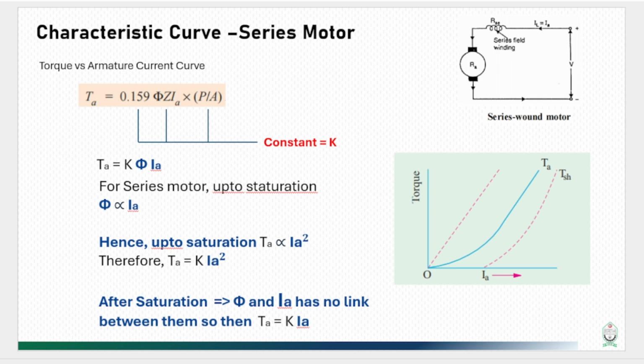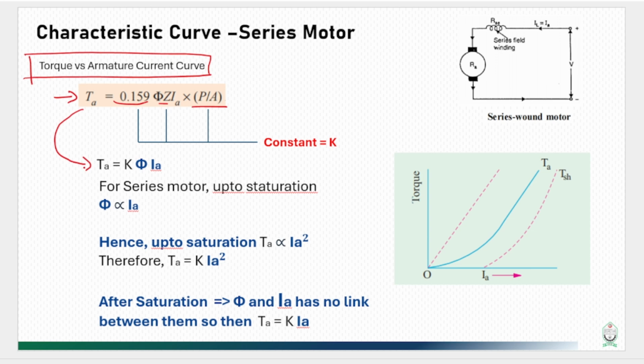Let us begin with the characteristic curves of the series motor. We have seen that there are three characteristic curves of the series motor. We are interested in the torque versus armature current curve initially. We have already learned an equation for armature torque, which is something like this. If we look deeper into this equation, we will find that there are a few constants already available: this is a constant, xz is a constant, p by a is a constant. If we replace all these constants with one constant, the equation can be rewritten in this form.